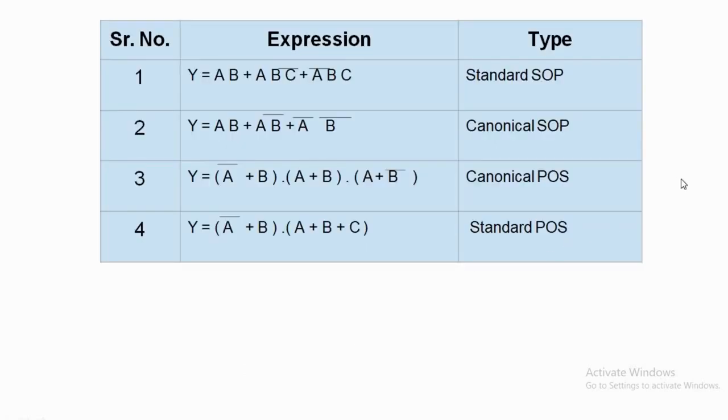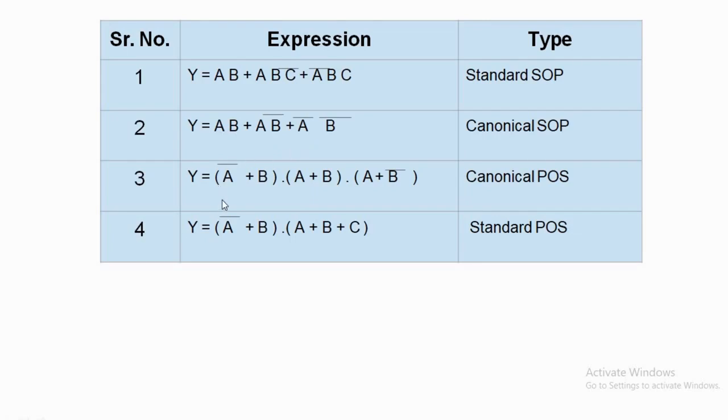Now from this table we can understand the standard and canonical SOP and POS forms. The first example is for standard SOP. Here 3 variables are there, but each term does not contain all 3 variables. In the second, canonical SOP form, 2 variables are there and each term contains 2 variables.